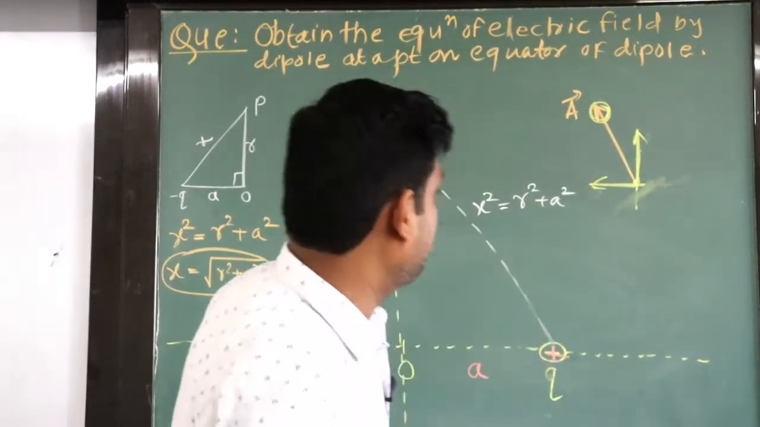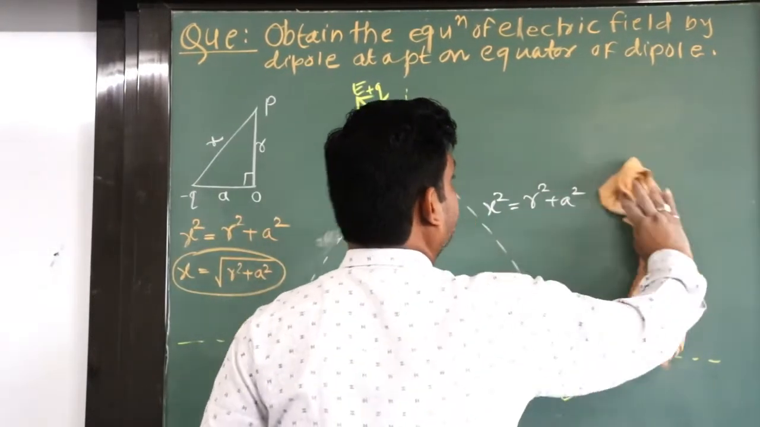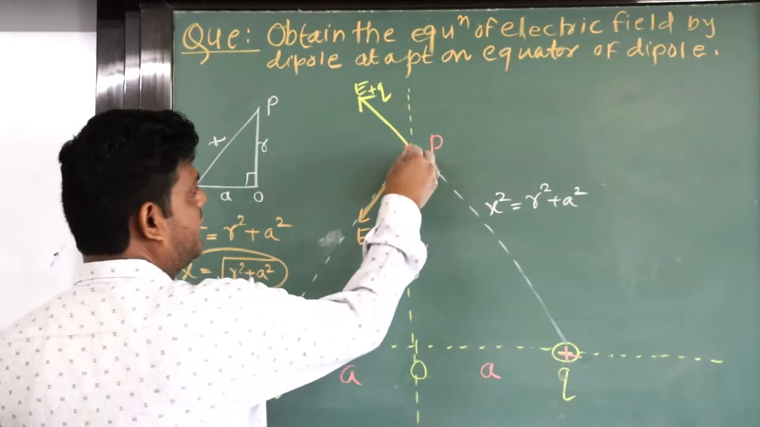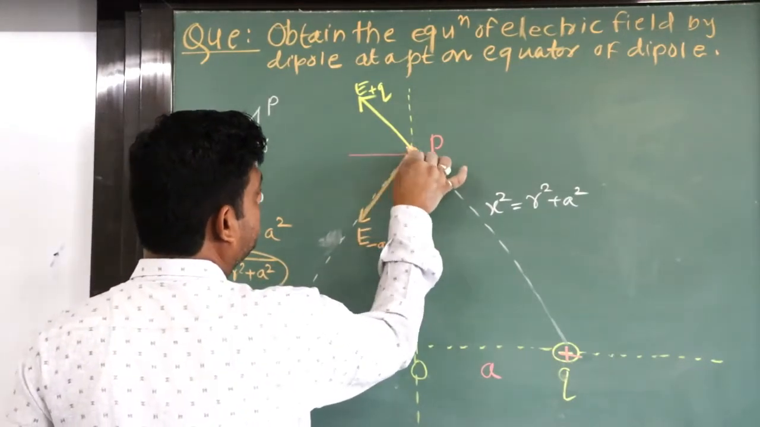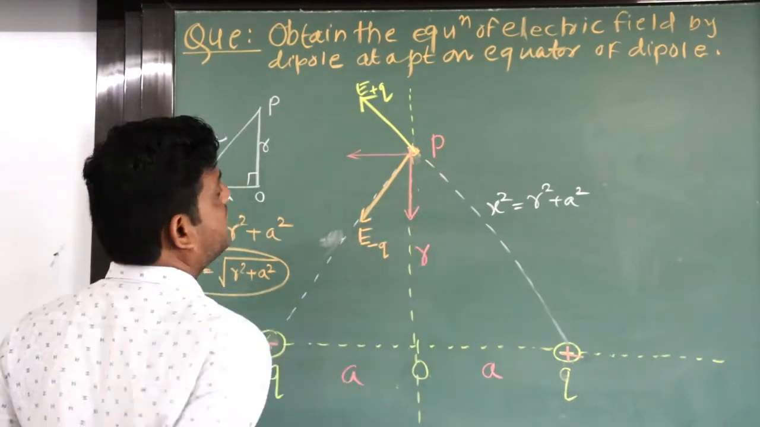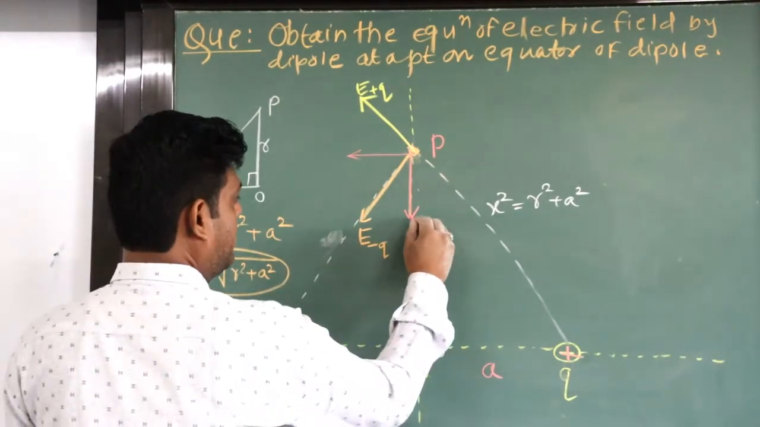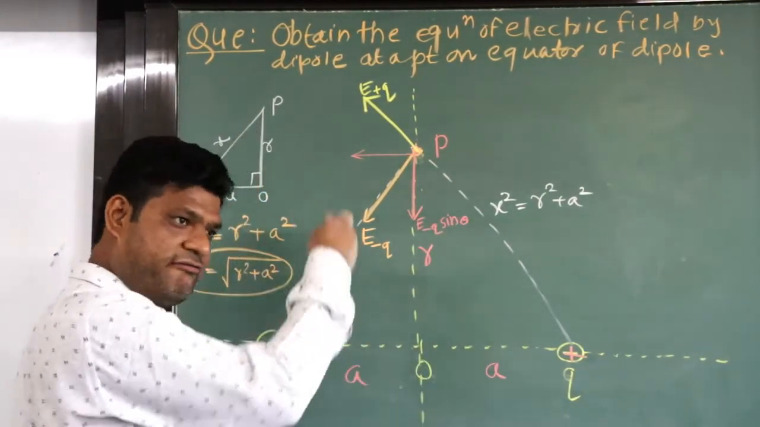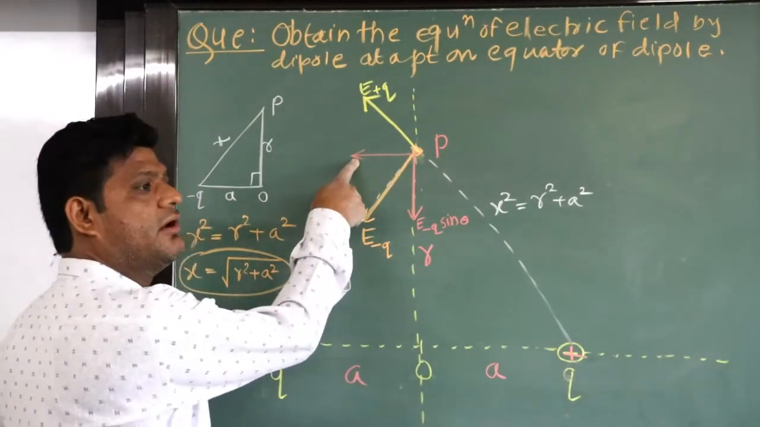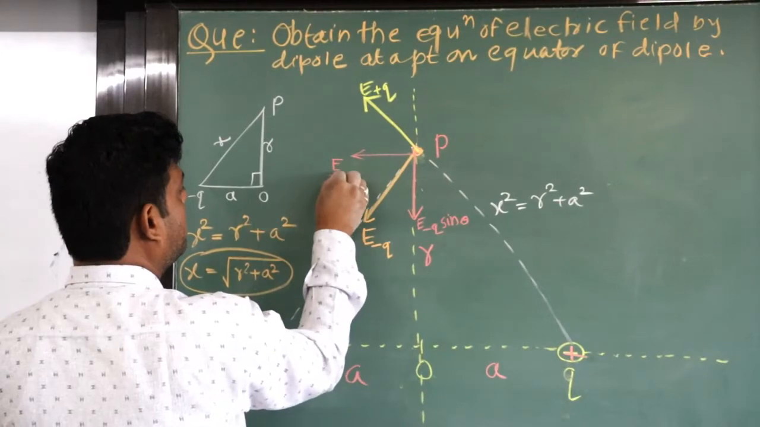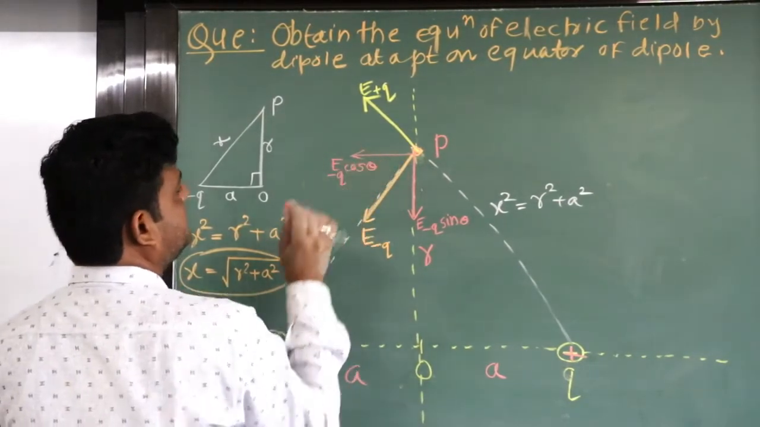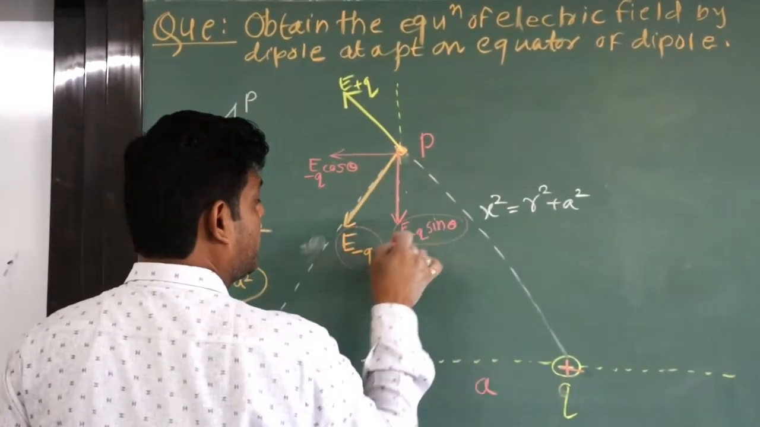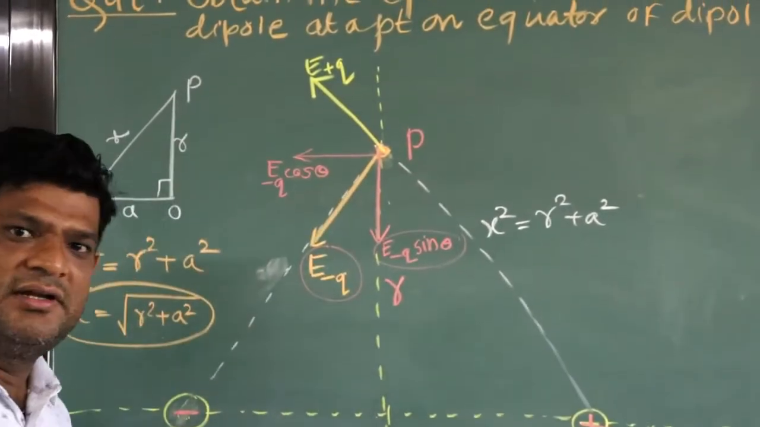See over here in the diagram, we are finding the components of E minus q. If we draw the plus sign over here, this is a component and this is also a component. This component we will write like this: E minus q sine theta is the component along the y line. Similarly, this is the component along the x line, so this will be E minus q cos theta. This is the component of E minus q along the x-axis, and this is the component of E minus q along the y-axis.